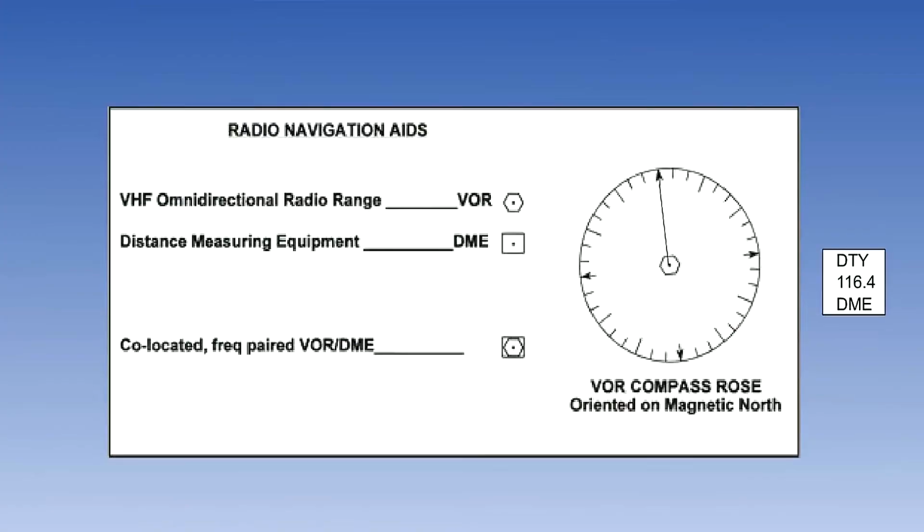The symbol for DME varies from chart to chart and is shown on each chart legend. Here, we see the legend on a topographical chart.